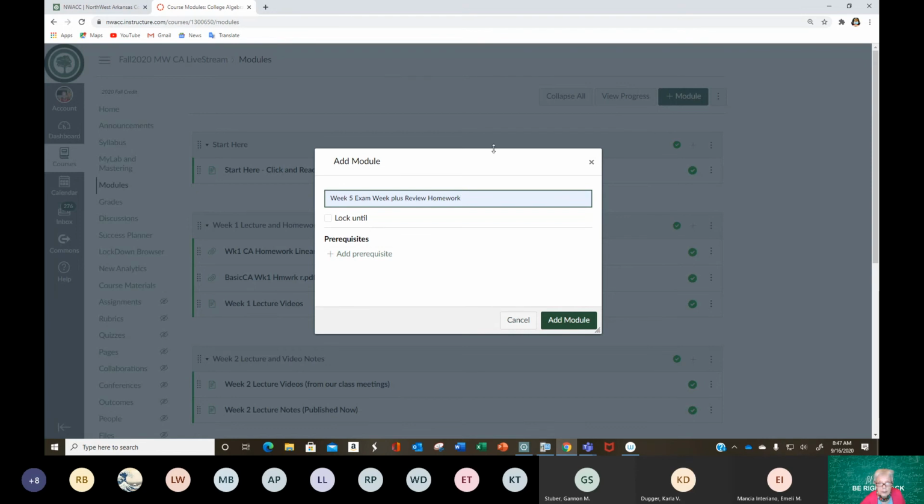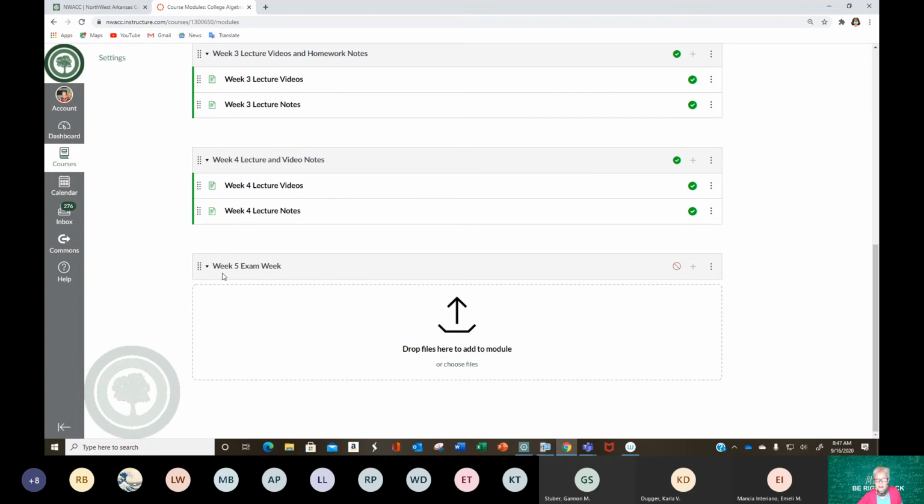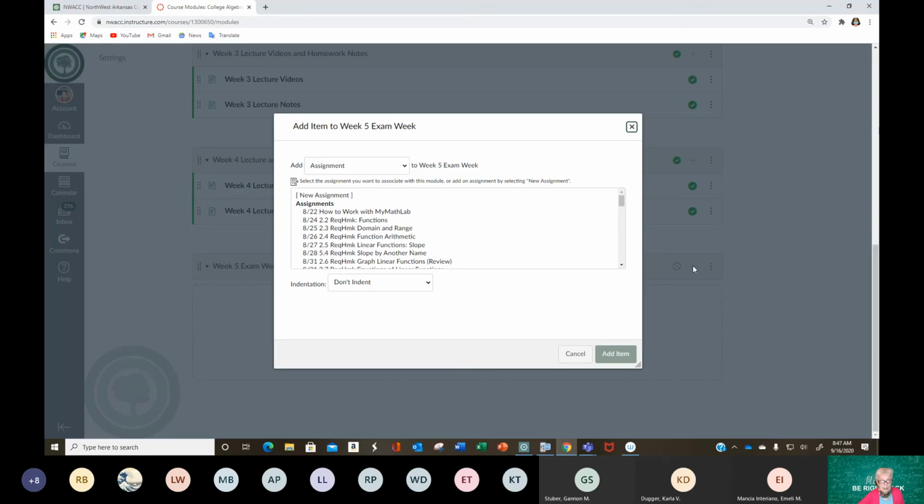And the review homework is for another class that's still doing review homework. I'm not sure yet what you all are doing. We'll look so you'll know. But anyway, this is week 5 exam week. I'm going to save module number 5 down here. And then, let's see, I'm going to make a new page.